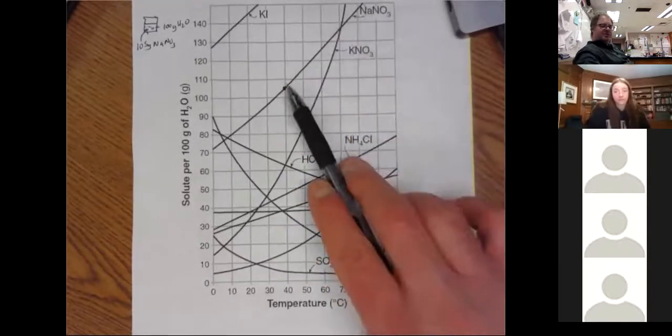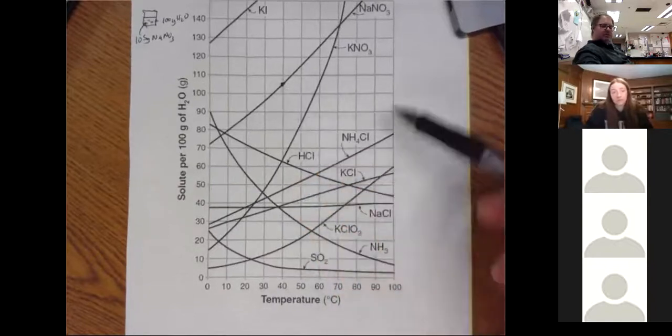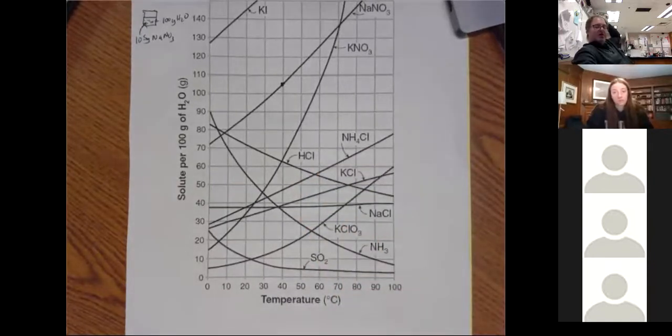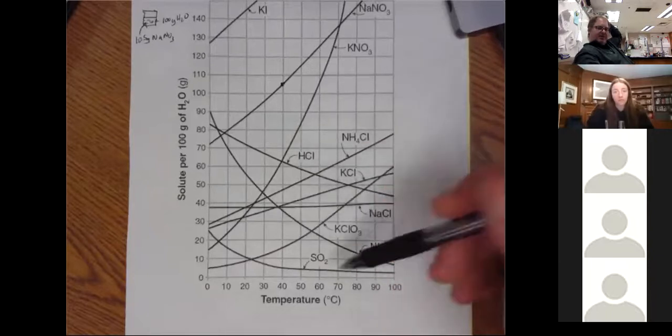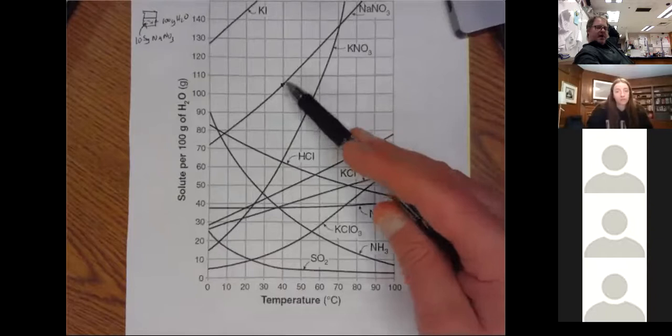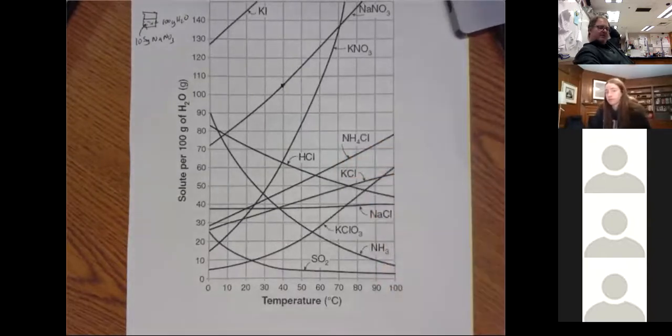Sodium nitrate would be saturated. All the rest would be, if we were able to get them to dissolve, all the rest would be what? Super saturated. It's not likely that all of these would dissolve that much, but if we were able to do it, then they would be all super saturated.